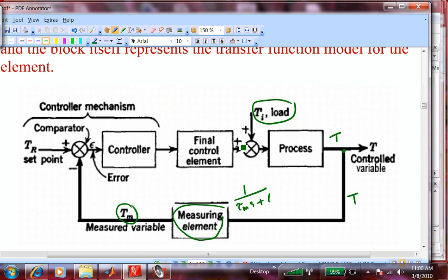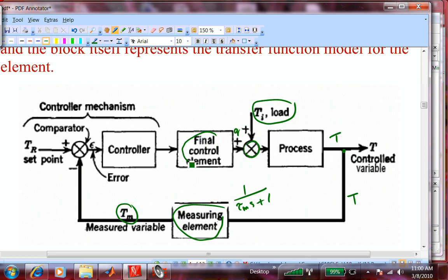Okay? So, can we write a model for that? Can we get an algebraic expression? And why do we have the summation seen here? What does it mean? We will see that once we write down the model for each one of the parts. I'm just taking you through the various steps to understand the input-output relationship for each one of those blocks. The final control element then puts out a Q, the heat. So the heat affects the temperature and the inlet temperature load affects the temperature.